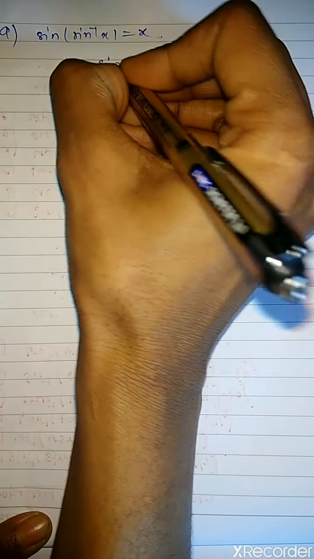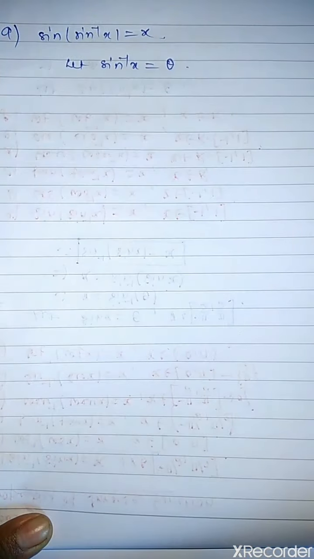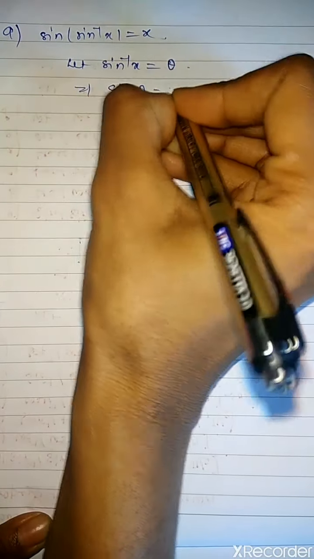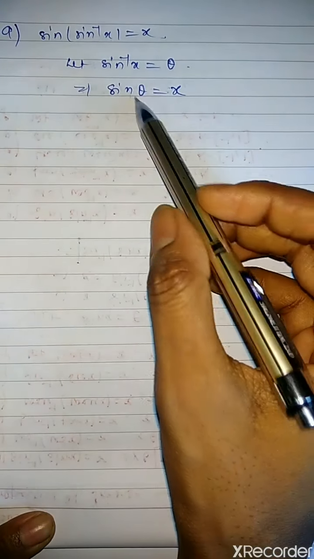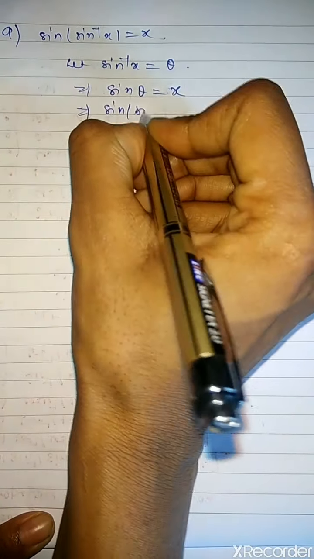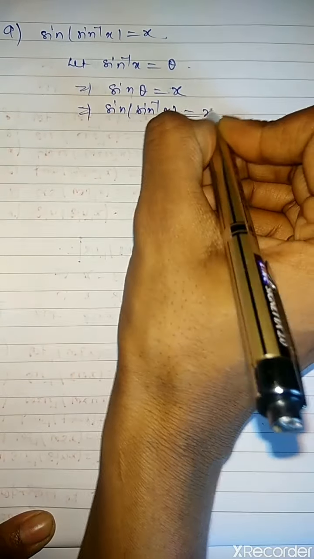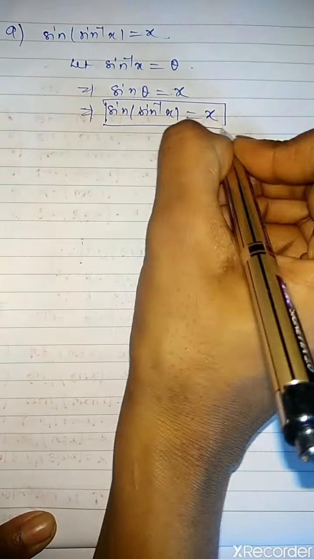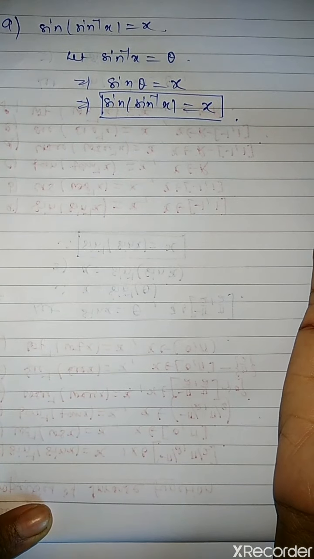Let us prove the first one. The first one is sine of sine inverse x equals x. To prove this, first we let sine inverse x equal to theta. Fine. So this implies sine theta equals x. Now we put the value of theta here. Theta is sine inverse x. So this implies sine of sine inverse x equals x. And this one is proved. Fine. So the rest we will prove similarly.